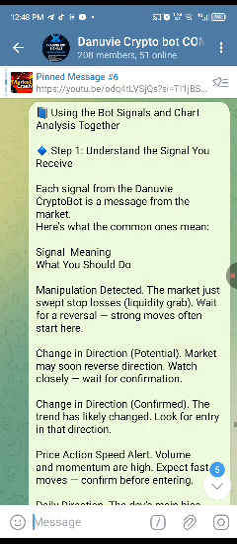So step 1, understand the signal you receive. Each signal from the Nuvei Crypto Bot is a message from the market. Here's what the common ones mean. Signal, meaning, what you should do. Manipulation detected. The market just swept stop losses, liquidity grab. Wait for a reversal, strong moves often start here.